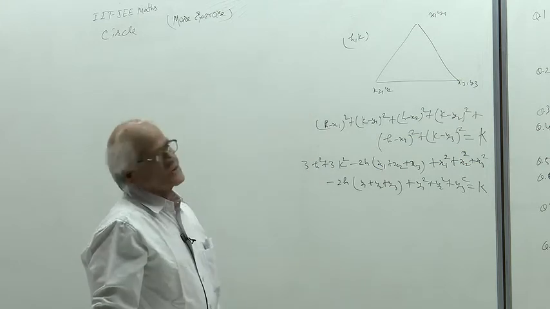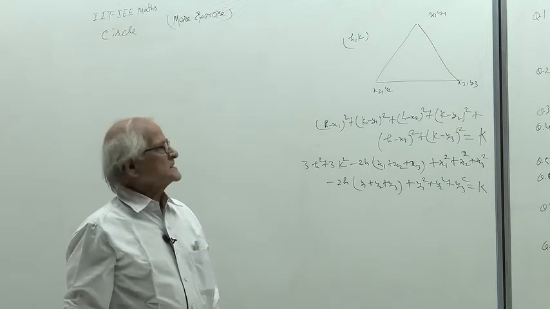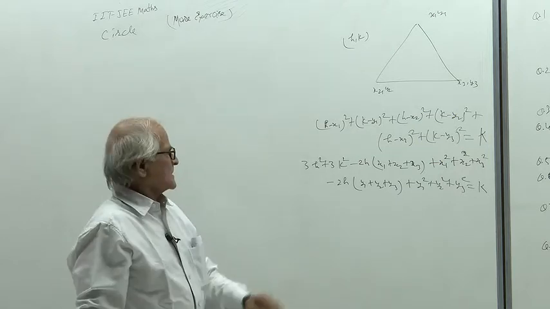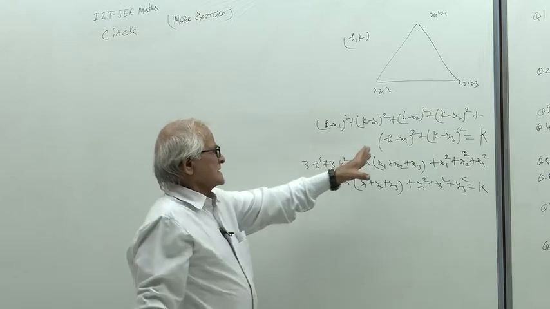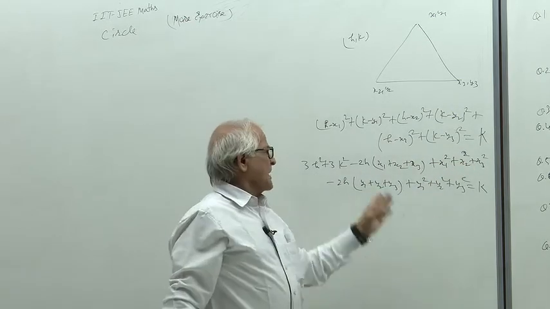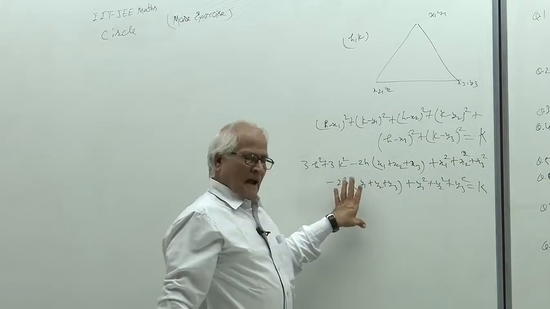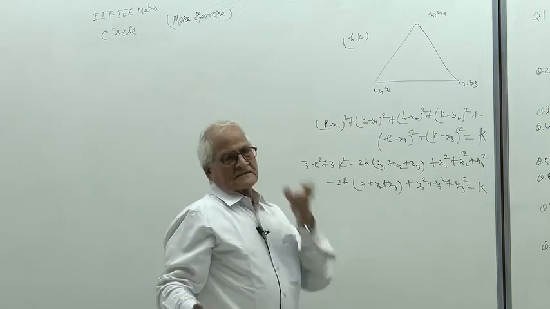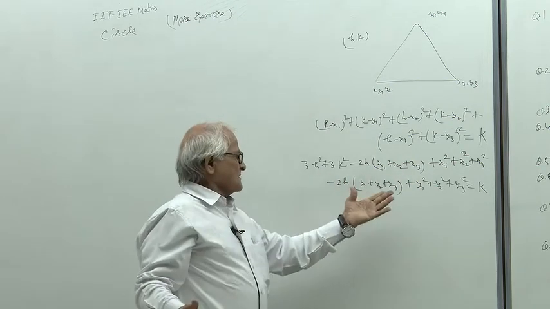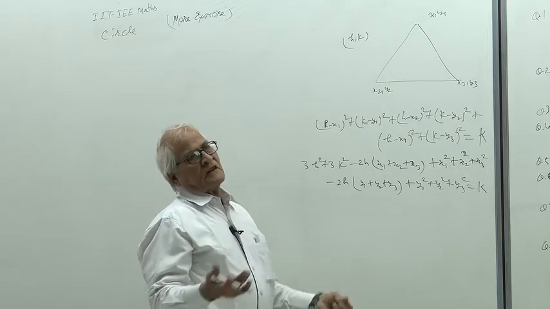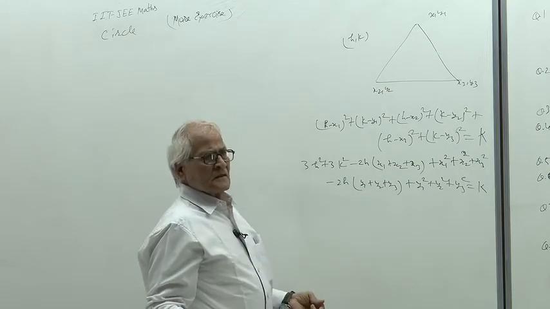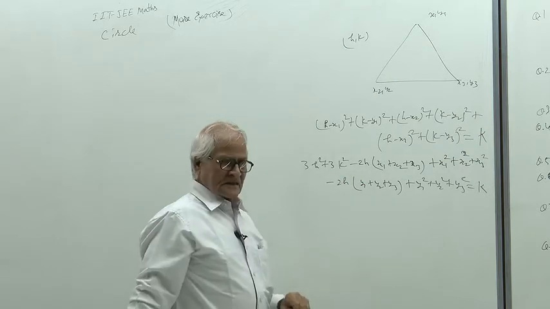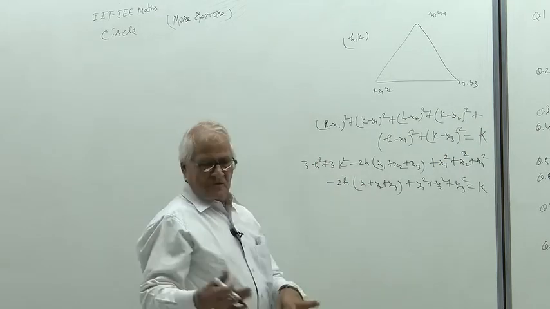This is the required locus, whose distance from all the vertices are equal. Oh, sorry, the sum of the squares of the distances is constant. We have put this, this is the equation. If we generalize, we get the locus, because x1, y1 and x2, y2, x3, y3 are given to us, because they are the given vertices of the triangle. This is the locus.